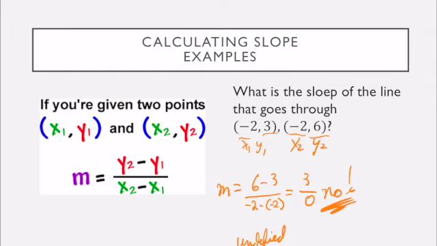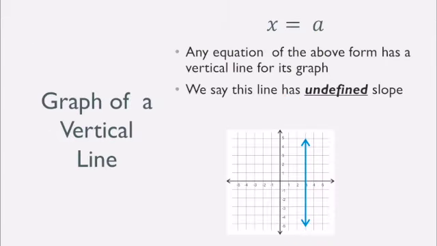What does that tell me? That tells me that this is a vertical line. And it's the vertical line when x is negative 2. And feel free to sketch this out, and that might make it a little easier for you to see.